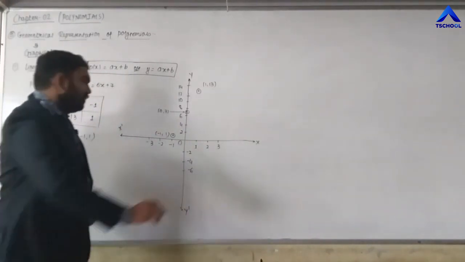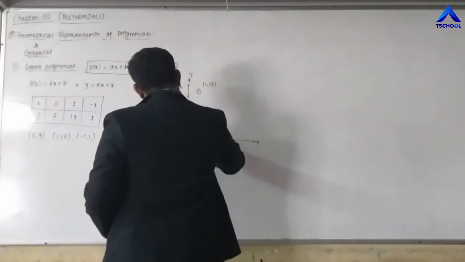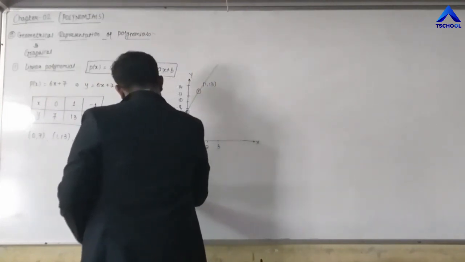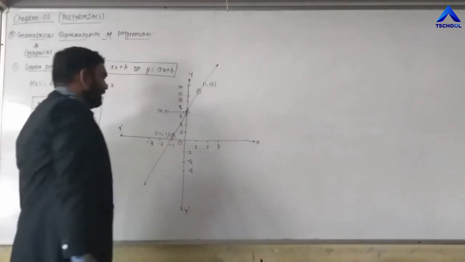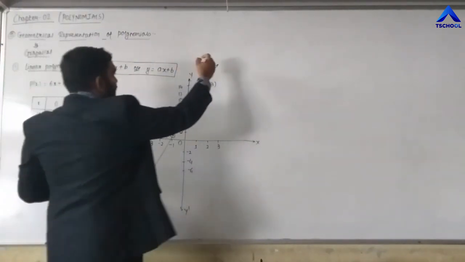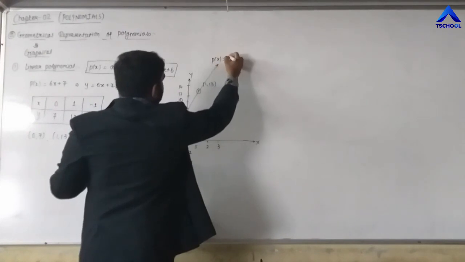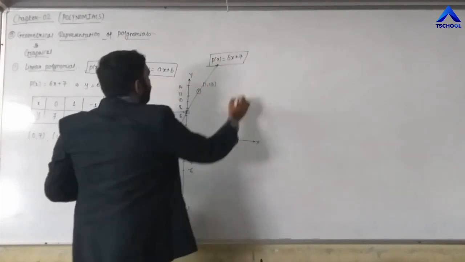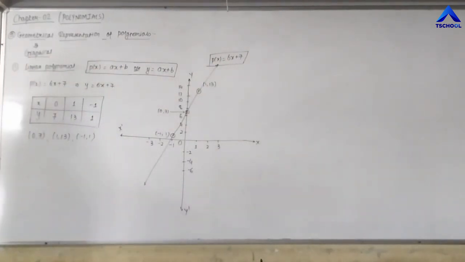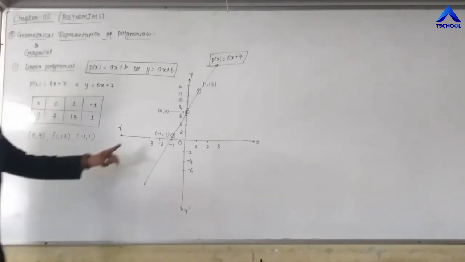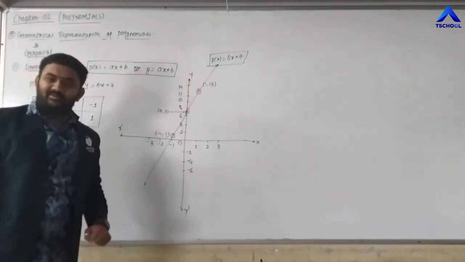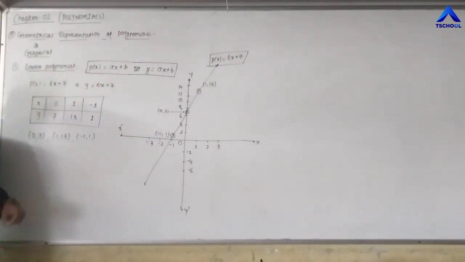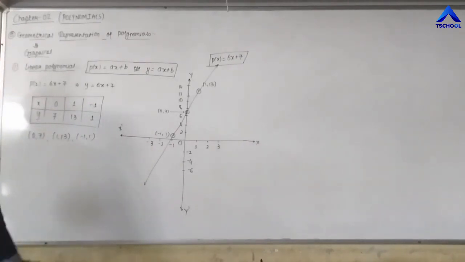If I connect this with the help of a scale, I shall get a straight line here. Right? Sorry, this is the graph of the polynomial 6x plus 7. Now, looking at the graph, what can you say? It is a straight line passing through minus 1, 1, 0, 7 and 1, 13. Right? So, the given polynomial defines a straight line.